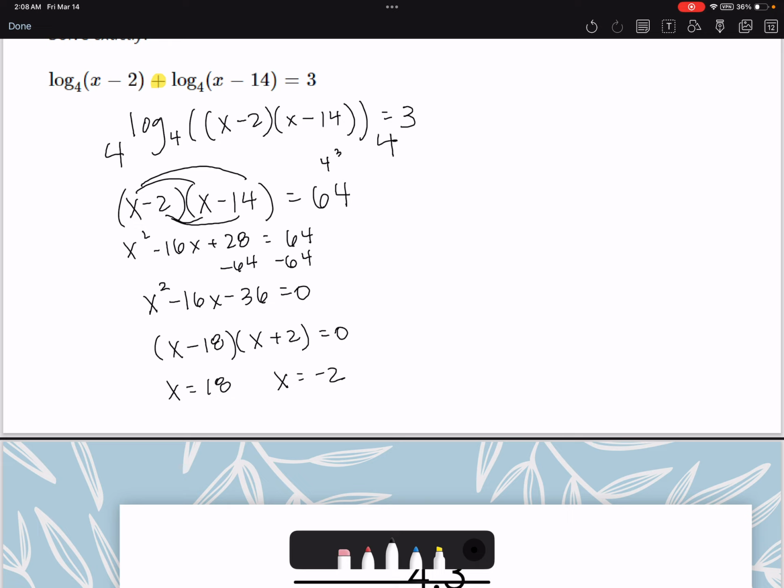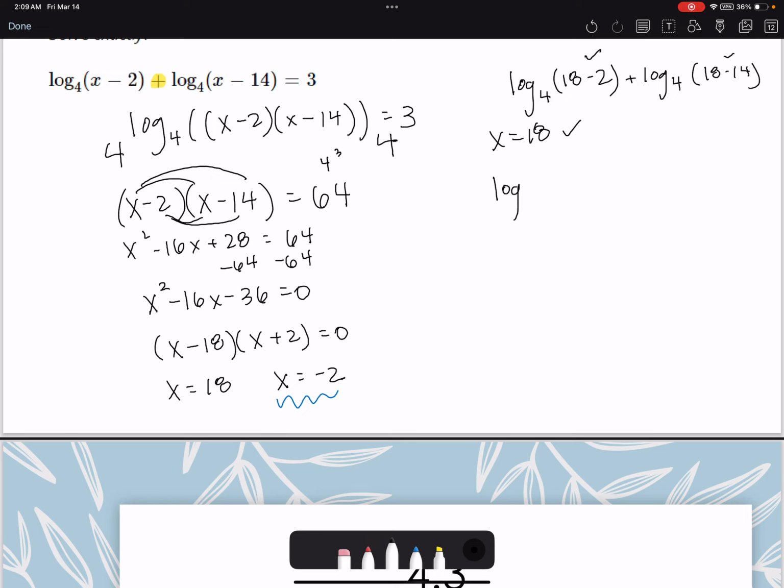So it's not necessarily a given that because this is negative, it has to be extraneous. You still have to plug it in and see in the equation if it would be extraneous. So we would have log base 4 of 18 minus 2, and that's fine because that's a positive number. And then log base 4 of 18 minus 14, which is also fine. So x equals 18 is a valid solution.